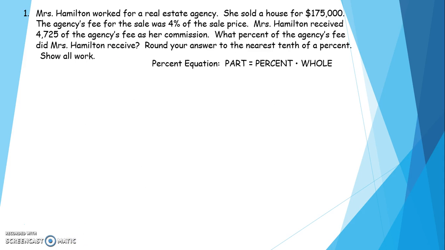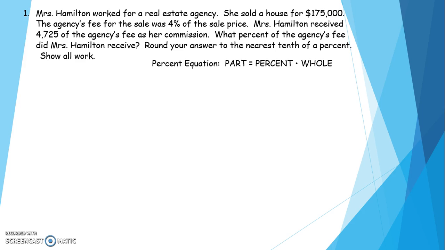All right. Let's take a look at the first one. Mrs. Hamilton worked for a real estate agency. She sold a house for $175,000. The agency's fee for the sale was 4% of the sale price. Mrs. Hamilton received $4,725 of the agency's fee as her commission. What percent of the agency's fee did Mrs. Hamilton receive? Round your answer to the nearest tenth of a percent.